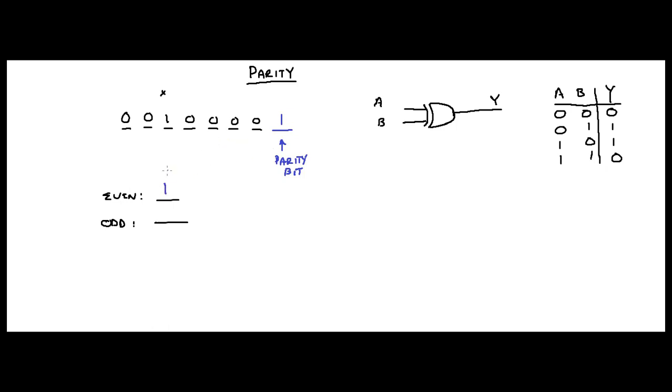Now, if we had agreed to use odd parity, we wouldn't be putting a 1 there, would we? This would simply be 0. Because you already have an odd number of ones, right? You only have 1 one. Got it? Alright, let's try another one real quick.